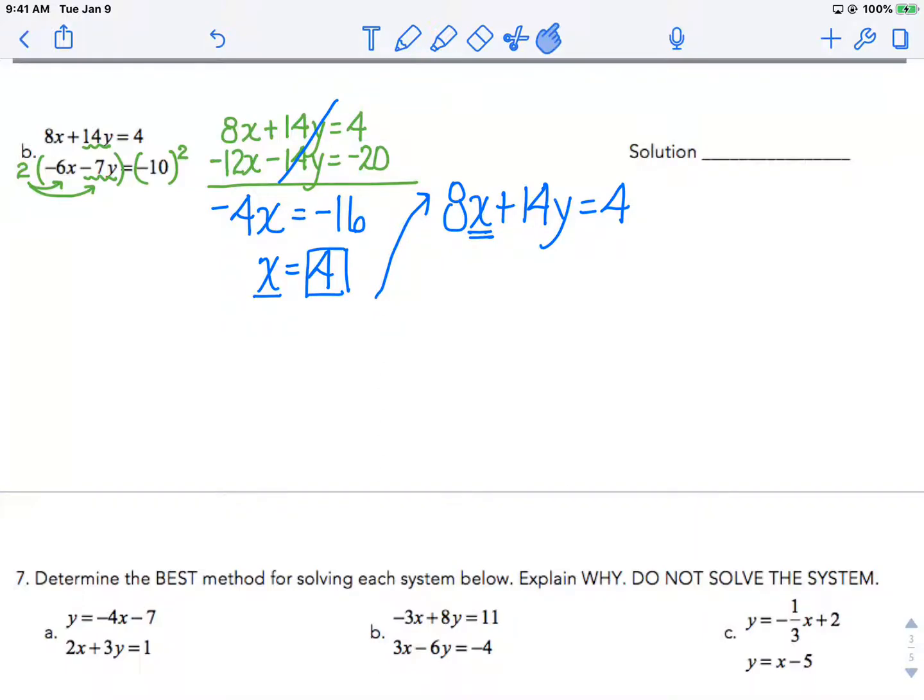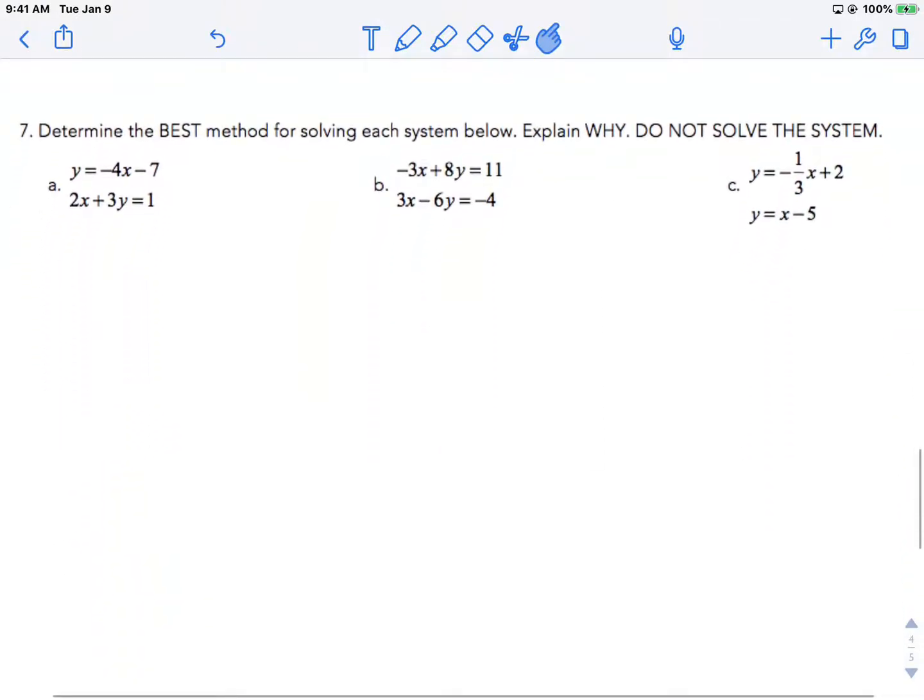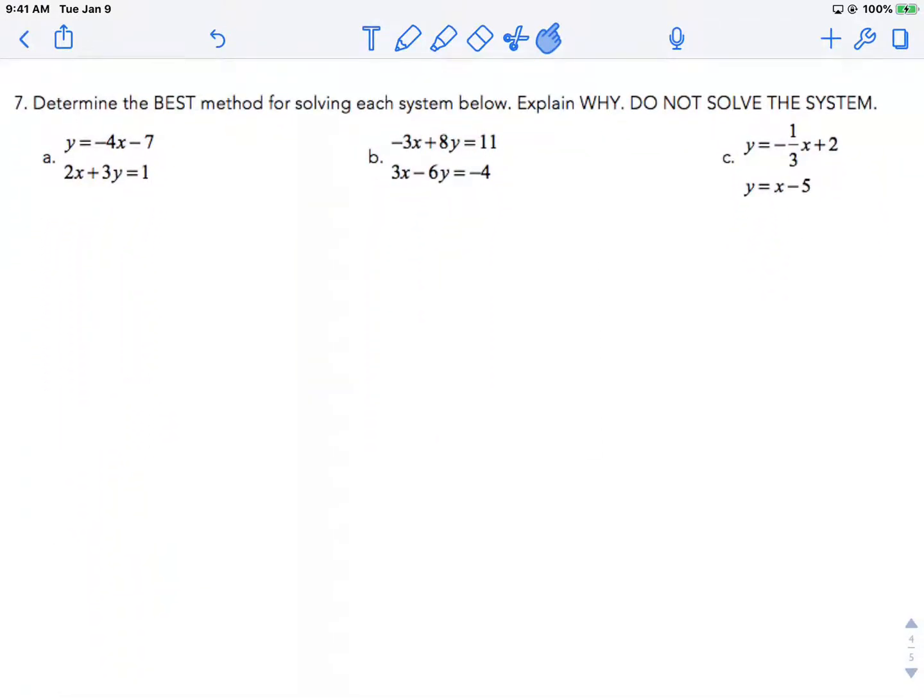In part B, when we eliminated, we got to this step right here where we left you ready to eliminate, so you should have been able to get to the negative 4x is negative 16 step. Solve for your x, and then go put it back into one of the equations and finish that one by solving for y. So make sure these are finished. This video does not finish the problems for you.